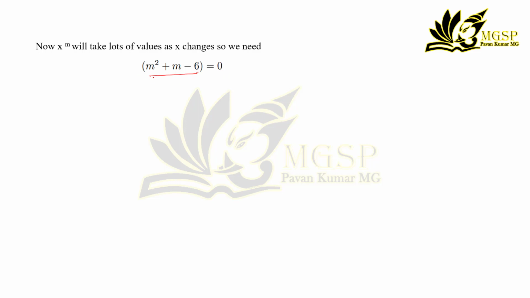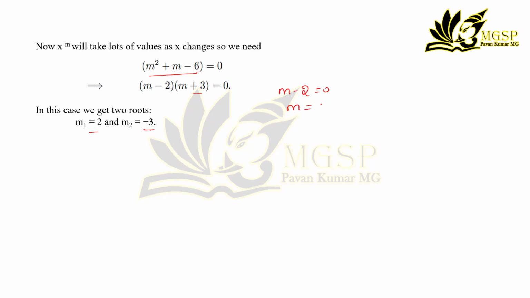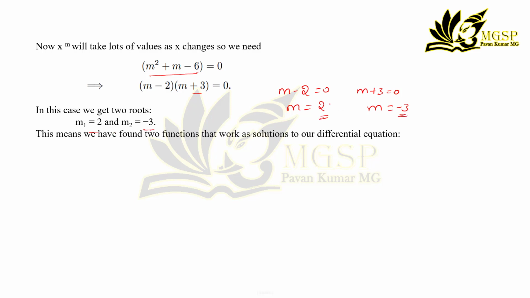You know that you can solve this quadratic equation: m minus 2 times m plus 3. The roots are m is equal to 2 and m is equal to minus 3. That is, m minus 2 is equal to 0 gives m is equal to 2. Similarly, m plus 3 is equal to 0 gives m is equal to minus 3. These are the two roots. This means we have found two functions that work as solutions to our differential equation.